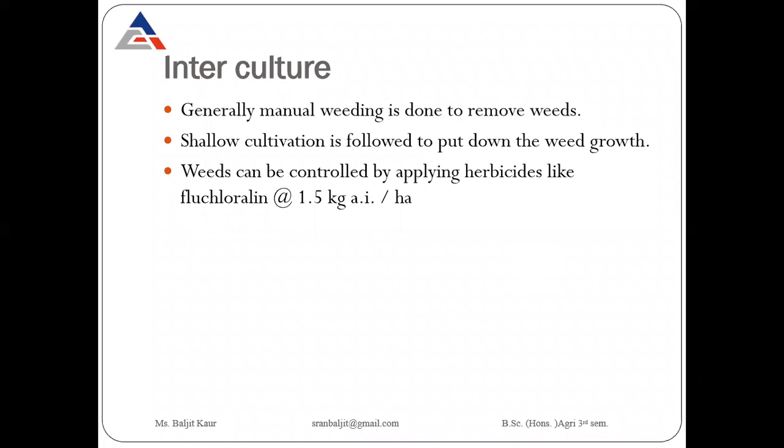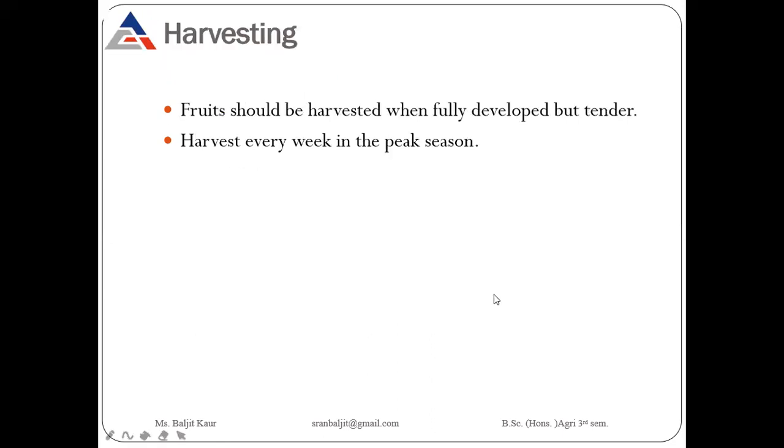Okay, so shallow cultivation is followed to put down the weed growth, and we can also manage the weeds by applying some of the herbicides like chlorolin, right, at the rate of 1.5 kg per hectare. Okay, so weeds can be managed manually, as well as we can apply herbicides.